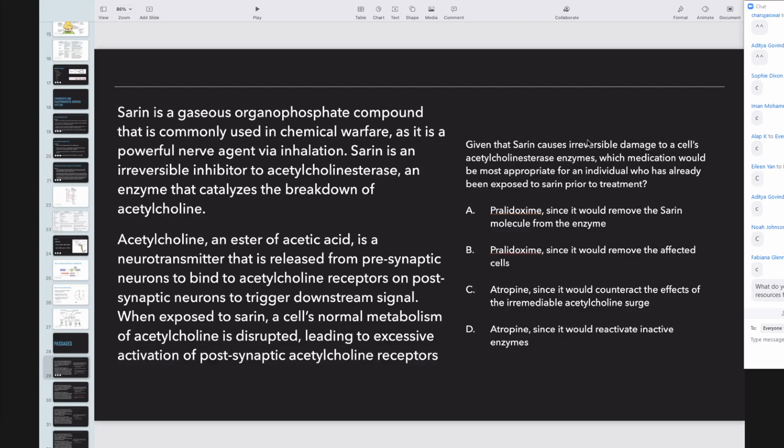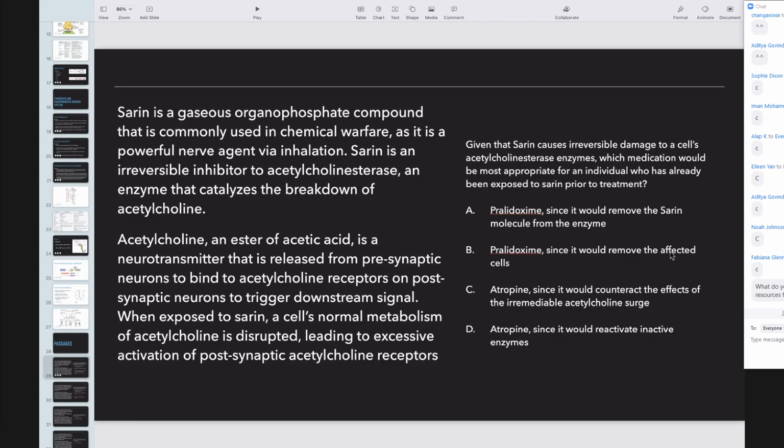A lot of people either choose between B or C. So if you were thinking B, no worries. For this question, I usually get a 50-50 split between B or C. C, atropine, since it would counteract the effects of the irremediable acetylcholine surge. So having that surge is inevitable. We're causing irreversible damage. It will be signaling.